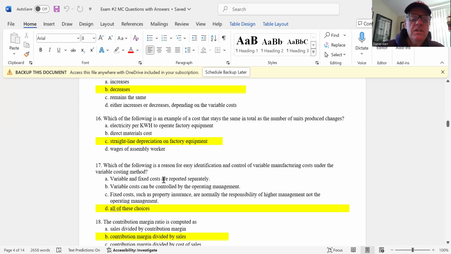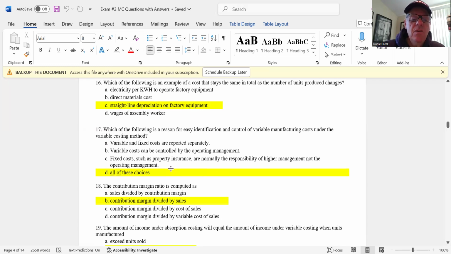So variable costs and fixed costs are reported separately. That's true. Variable costs can be controlled by operating management. That's true. Fixed costs as property insurance are normally the responsibility of higher management, not the operating management. So all of those are true. So which of the following is a reason for easy identification and control of variable manufacturing costs under the variable costing method? The answer there is D. All of those are true.